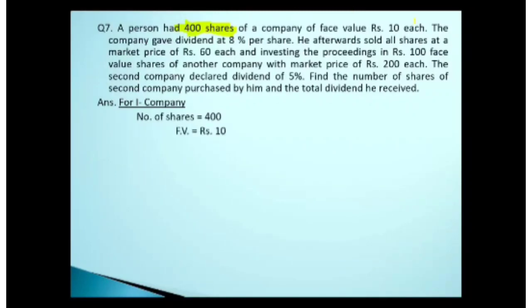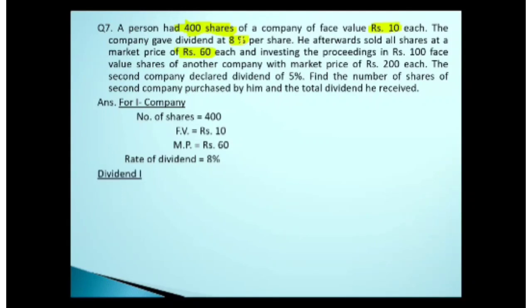What is the face value of the first company? Rupees 10. In the top right corner, you can check the value of that, 10 rupees. What is the market price for the first company? 60 rupees. And the rate of dividend. These are the data with respect to the first company. So these are the four data that are given for the first company.